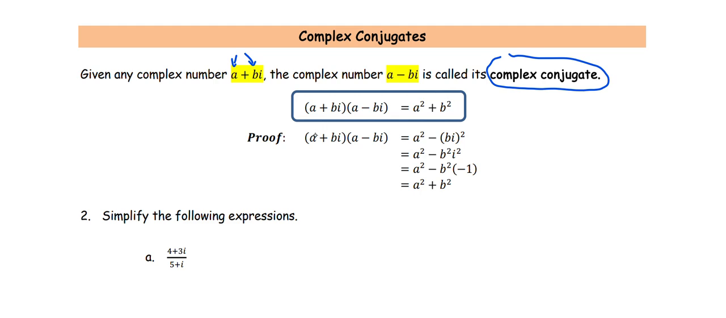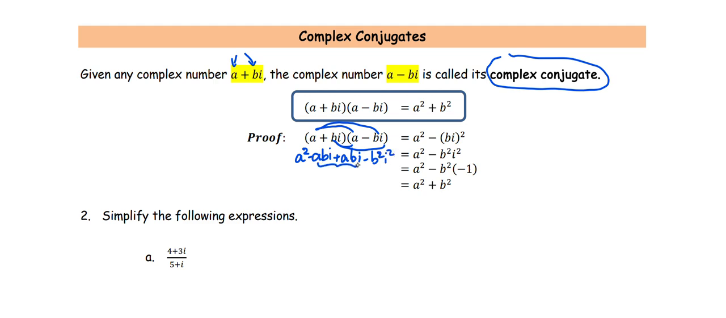Here's the proof. When you multiply a plus bi with a minus bi, use the distributive property, like the FOIL technique that you learn in algebra class. A times a, we get a squared. A times negative bi, we get negative a times bi. And the inner part, bi times a, we get plus a times bi. Last times last, we get negative bi quantity squared, or negative b squared i squared.